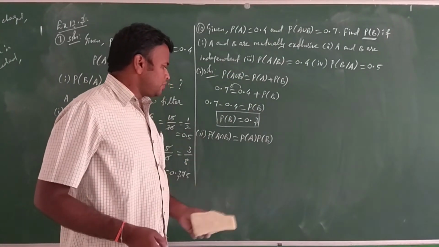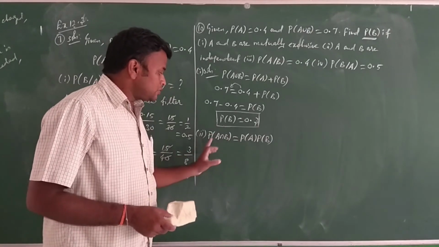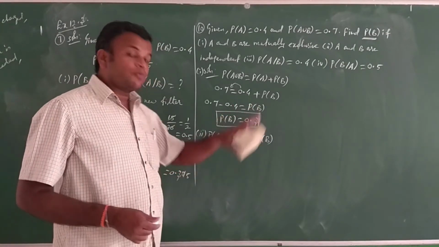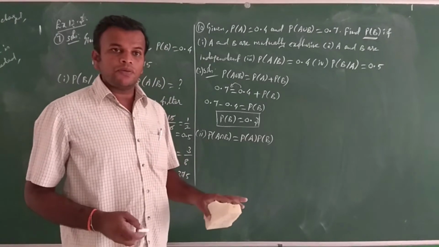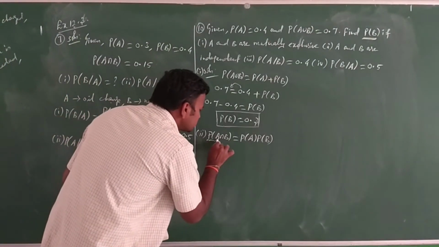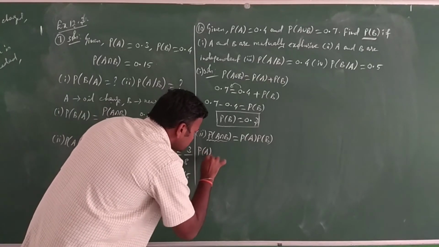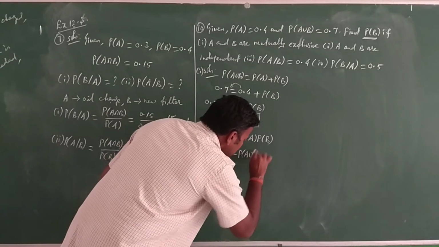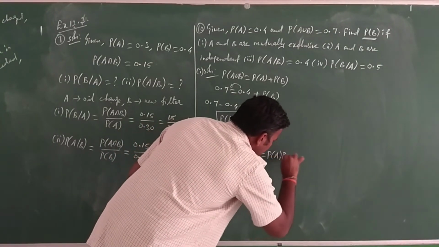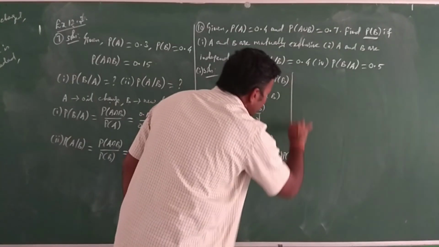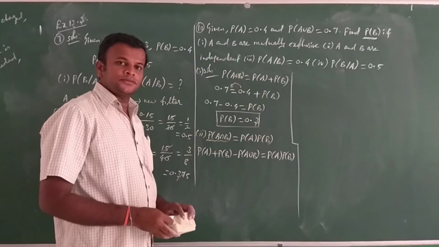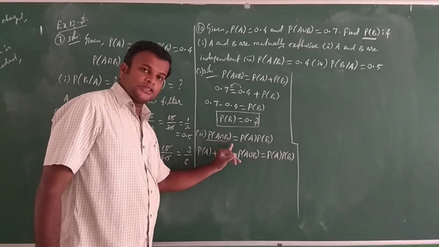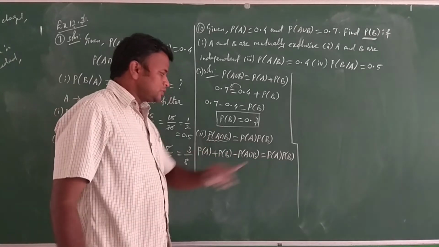So using the formula for P of A intersection B, since A and B are independent, we use this formula. Next, instead of A intersection B, we use one more formula, that is the P of A union B formula. P of A union B is P of A plus P of B minus P of A intersection B. We need that value, so we use this.